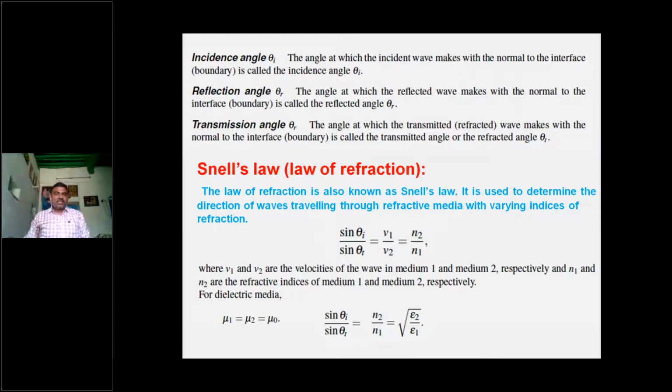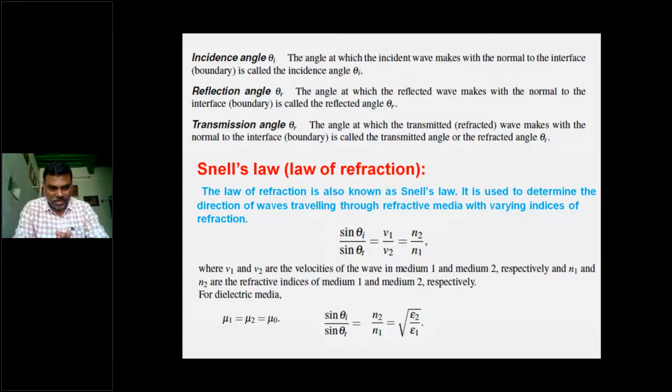Okay. And next, Snell's law, which is useful to find the parameters of two different refractive media. And here theta i and theta t, where we have the refractive media, there we can use Snell's law, or you can call it the law of refraction, which is sine theta i by sine theta t, which is equal to v1 by v2, which is equal to eta 2 by eta 1. Velocity v1, that means velocity in media 1, by velocity in media 2, and eta 2, that means characteristic impedance of media 2, by characteristic impedance of media 1.